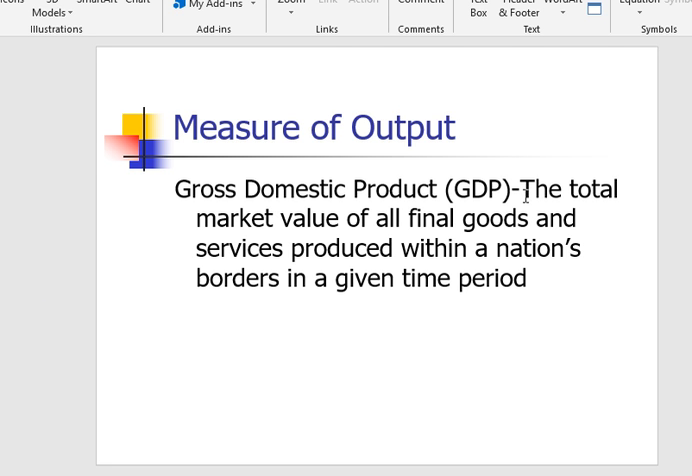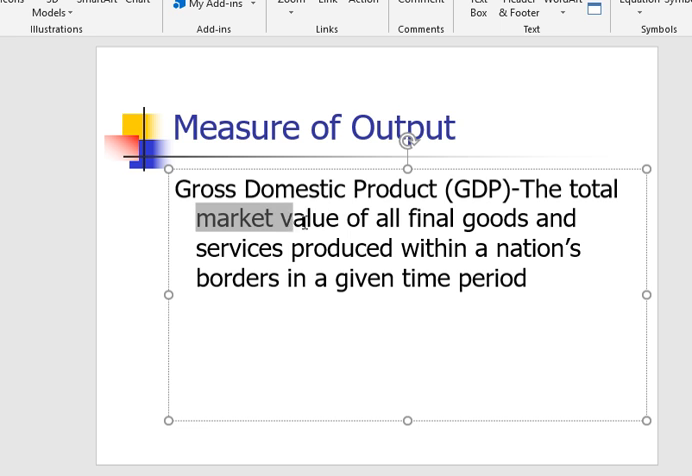First, market value. In order to be counted as the GDP of an economy, the good or the service has to have a market value. Take, for example, underground activities. So illegal drugs, crystal meth. Very valuable. It's worth hundreds of millions of dollars. But how are we going to measure it?